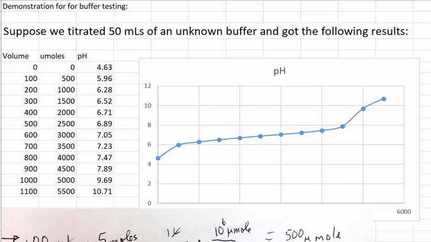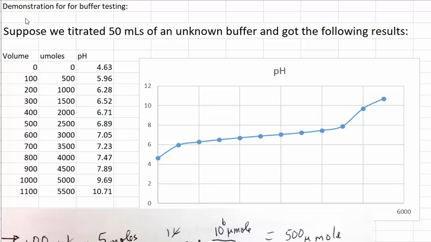And then I also tell you that the concentrations are limited to 25 millimolar or 50 millimolar. Those are the 2 possible concentrations. So what I want to do in this video is demonstrate, using a generic example, how you do this buffer testing if you're unsure of it.